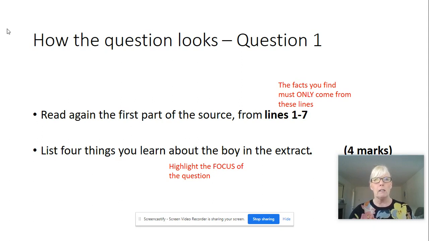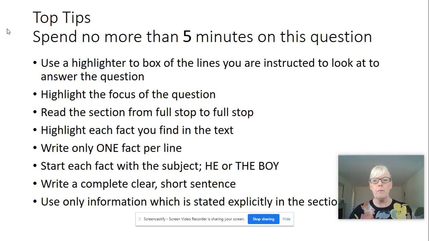Make sure you highlight the focus of the question. It is likely that in your lines you will have other information about other things. So we must be absolutely certain that we know what we're looking for to get the marks. Okay, moving on, let's have a look at our top tips.